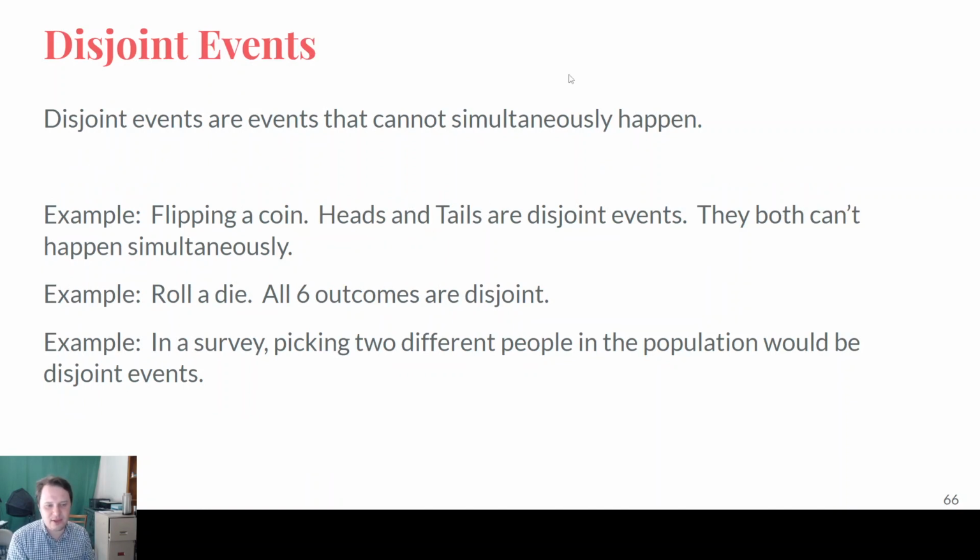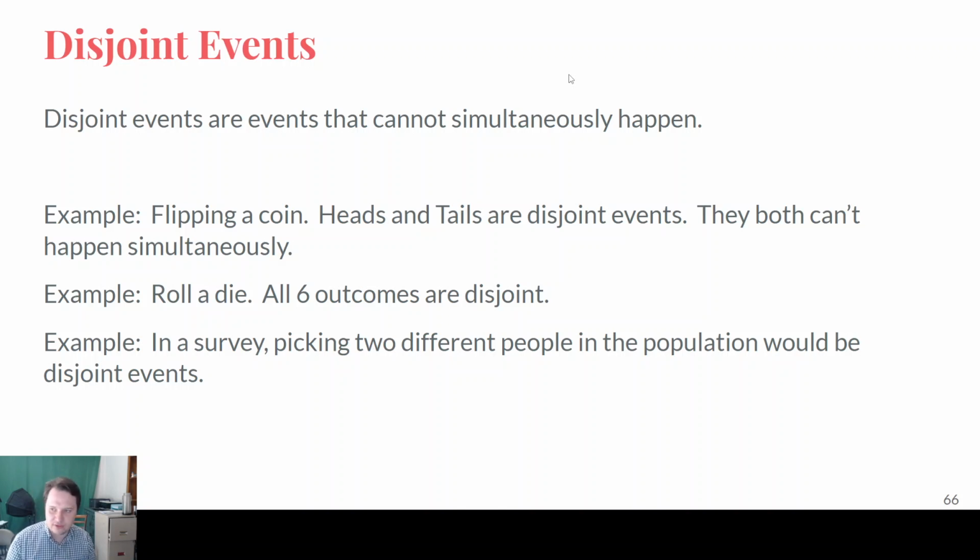Okay, so let's talk about a really important idea called disjoint events. Disjoint events are two events that both cannot happen at the same time. So disjoint means either one or the other or neither of them will happen, but they cannot both happen.